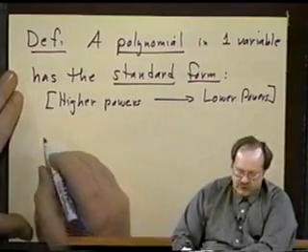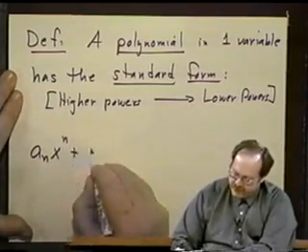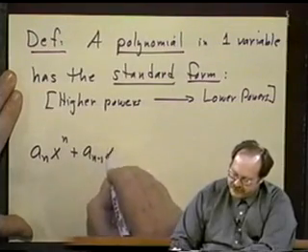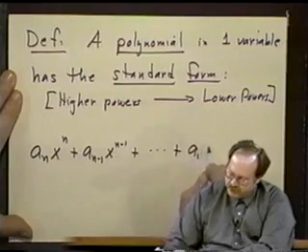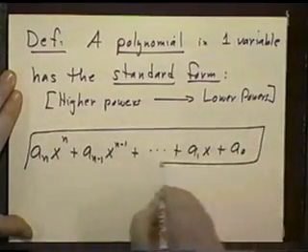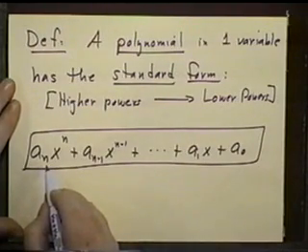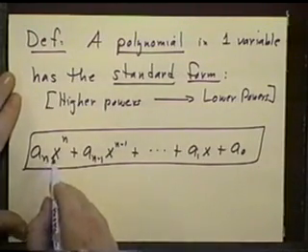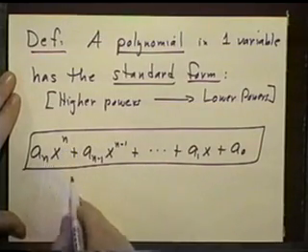And what will be the form? It will be this. a sub n, x to the n. Got to write it out in general now. a sub n minus 1, x to the n minus 1, plus down to a sub 1 x plus a sub 0. And you notice when I say these subscripts, I say sub. So a sub n, x to the n. The 'to the' means a superscript, sub means a subscript.